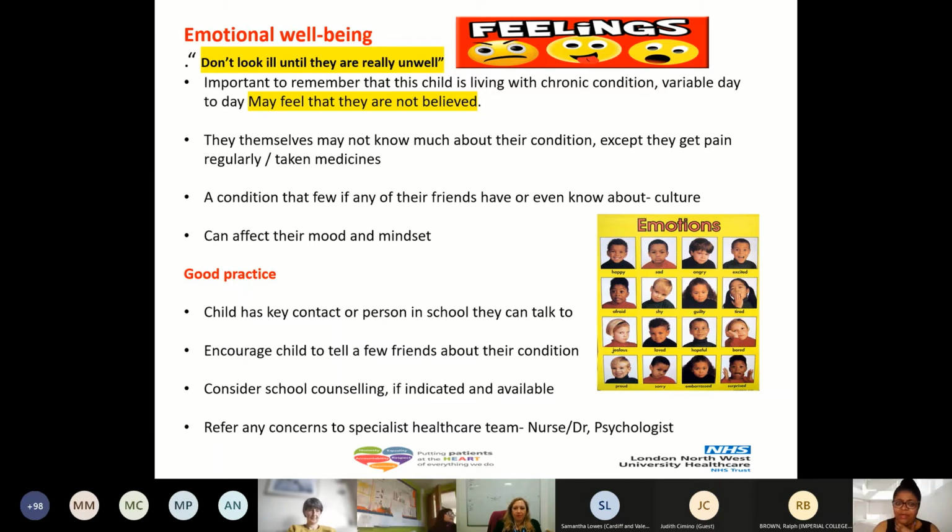Okay, what we encourage schools to do is to have a designated person that the child can talk to if they need to, any support staff, school counsellors if they're there, or school nurses if they're in house. Okay, any serious concerns, then you need to be speaking to the healthcare team, or your specialist nurse or doctor or psychologist, so we can give support to the children.